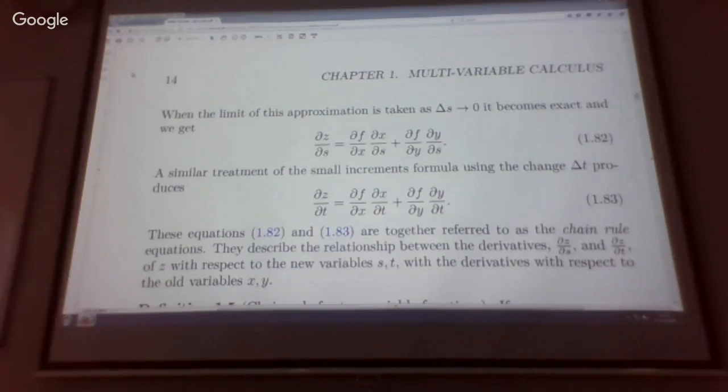And taking the limit of this as delta s goes to 0, well, if you look at that, that's exactly the definition of the partial derivative of x with respect to s. Similarly, with the other ratio of changes, delta y over delta s, taking the limit of that as delta s goes to 0, that's the definition of the partial derivative of y with respect to s.